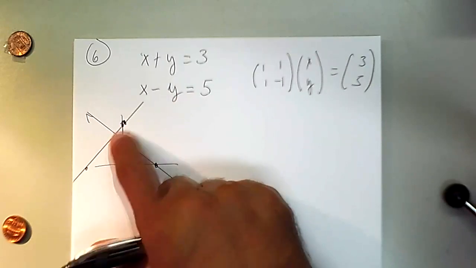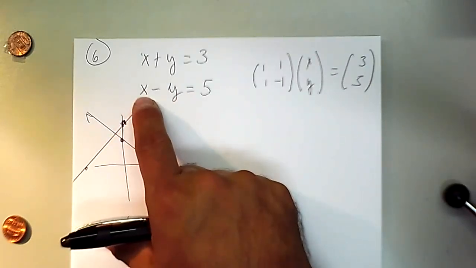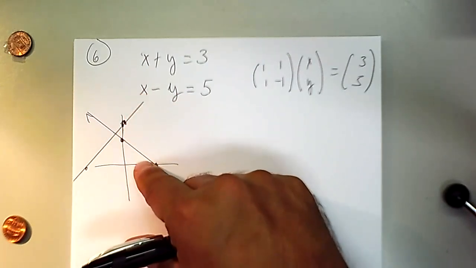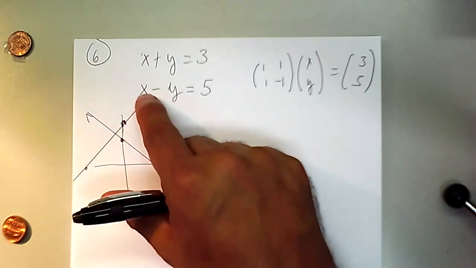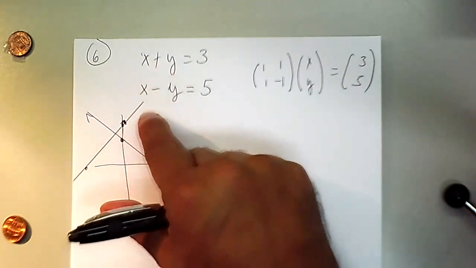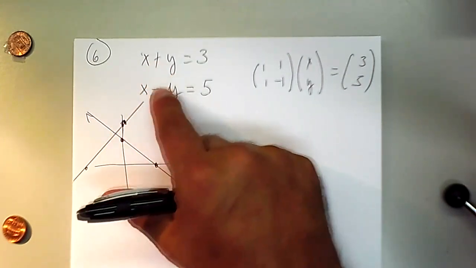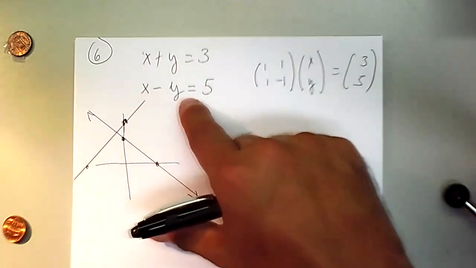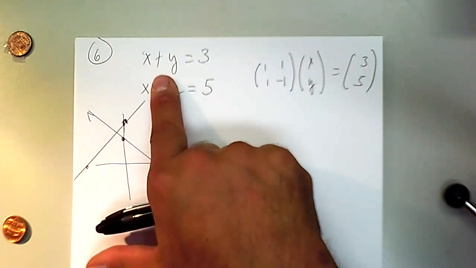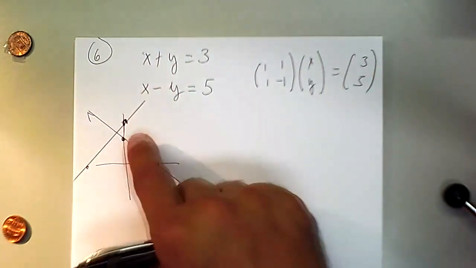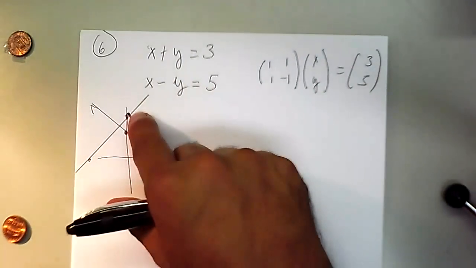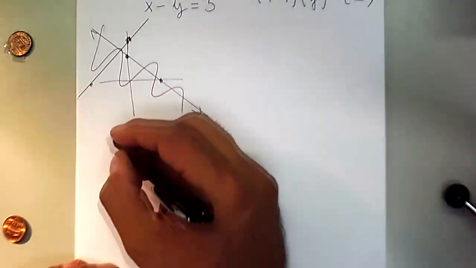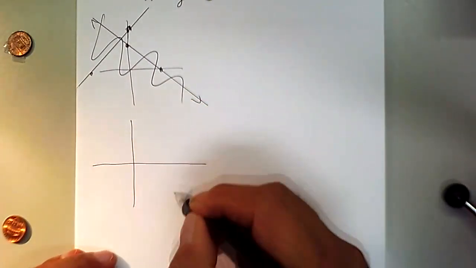X equals 4. Oh, x equals 4. I'm doing something wrong because this doesn't seem to work. Let's just double check. So x plus y equals 3, that's this line. X minus y equals 5. So x equals 5. Oh, I just realized this is y, not x. New picture. Scratch that. Boy, I can't believe I did that in this video.